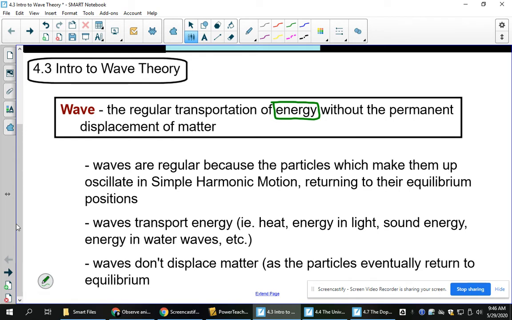Waves transport energy, and it can be a number of different types of energy. So you can have waves that transport heat, light, sound energy, energy of water when you're thinking about actual waves in the ocean, and lots of other types as well. So waves don't displace matter or move it permanently, as the particles eventually are going to return to what we call equilibrium.